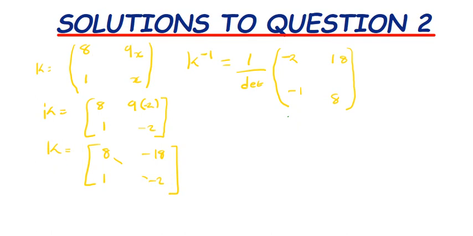Now you proceed by K inverse is equals to 1 over the determinant, which we know, the determinant is already given in the question, which is a what? A 2. And then we have negative 2 there, 18, negative 1 and 8, like that, like this. And then we say the inverse of K.